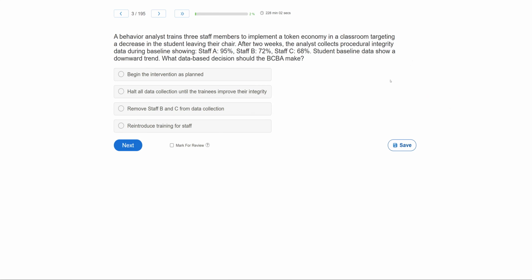Just because we're effective and the behavior is moving in the direction we want, you know based on data that integrity is not good. What's your option here? We don't need to intervene, so go retrain the staff. One of your major roles as a BCBA is training and supervision and making sure your staff or whoever you're working with is as well trained as possible.